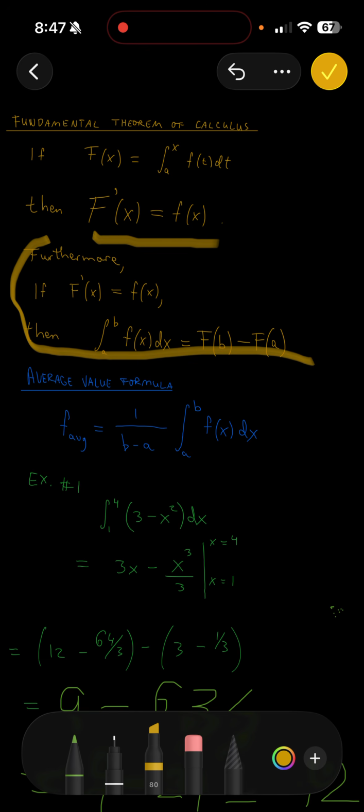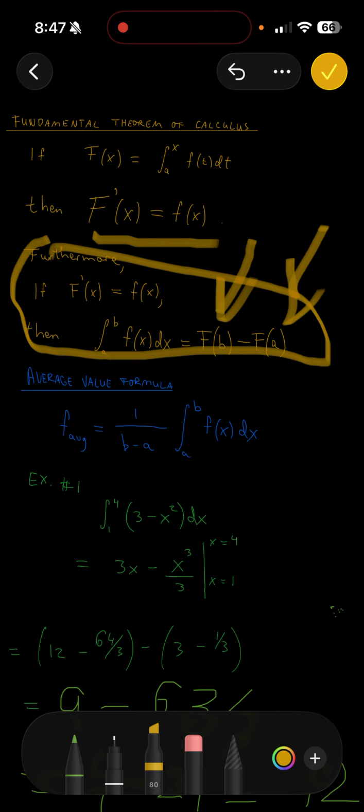Okay, furthermore, if you have that relationship, then when you integrate f of x from a to b, you just got to take the antiderivative at b and subtract the antiderivative at a. You've probably seen this before in your previous class.